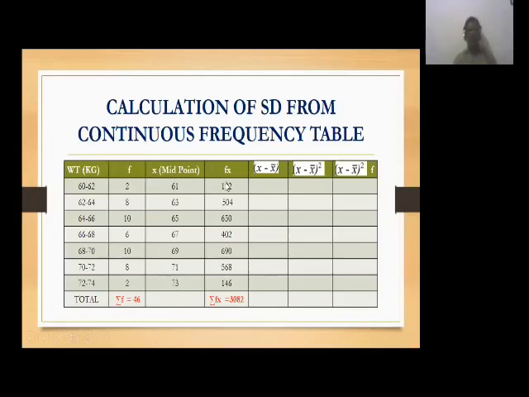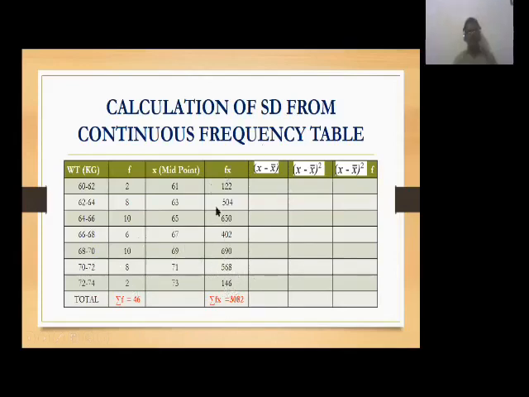So we have to find fx. The formula for mean is sigma fx by sigma f. So first we have to find fx. Fx means multiply the f with the midpoint x. 2 into 61, 122. 8 into 63, 504. And 10 into 65, 650. 6 into 67, 402. 10 into 69, 690. 8 into 71, 568. 2 into 73, 146.